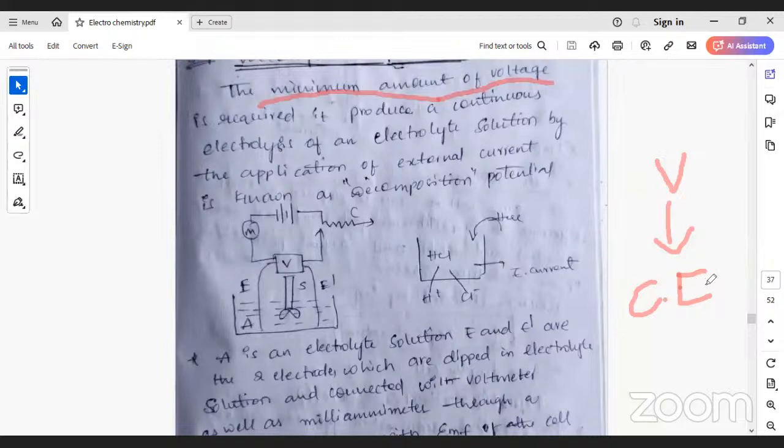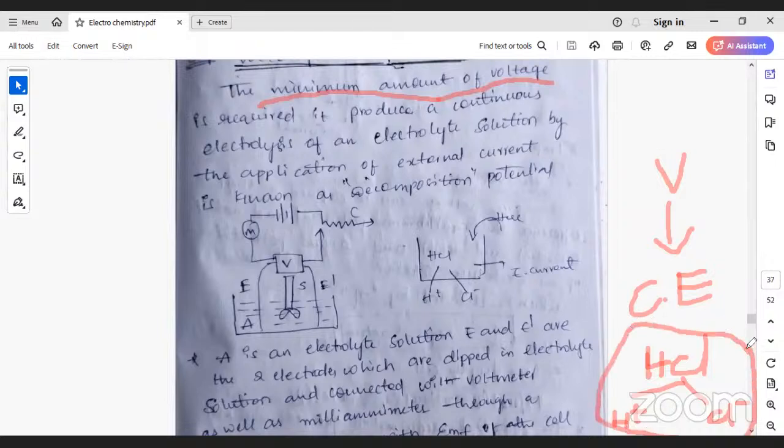What is the meaning of the electrolysis process? The solution itself is converted into ions. For example, HCl is converted into H plus and Cl minus. This process is electrolysis: the conversion of HCl into H plus and Cl minus. The voltage required to produce continuous electrolysis of an electrolyte solution by the application of external current is known as the decomposition potential.